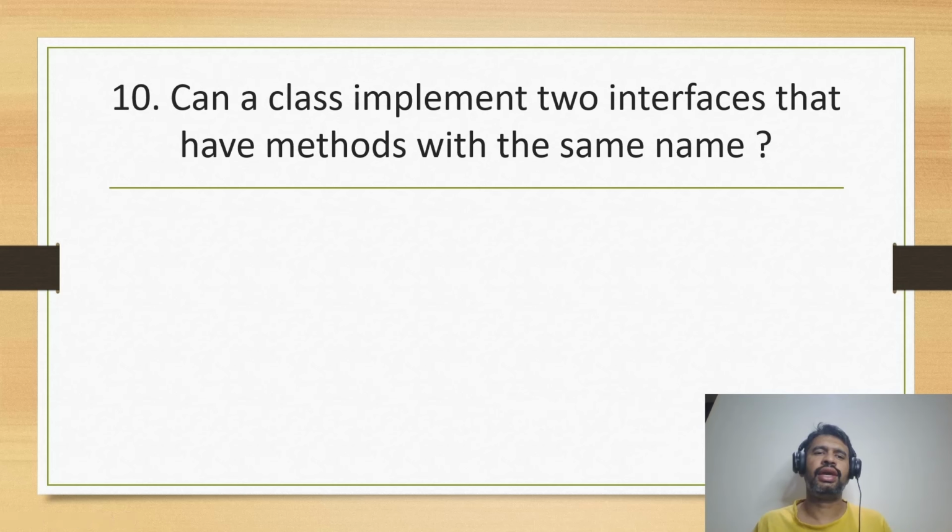The question is, can a class implement two interfaces that have methods with the same name? This question is a bit abstract. It has multiple variants. We'll try to understand all the different variants.